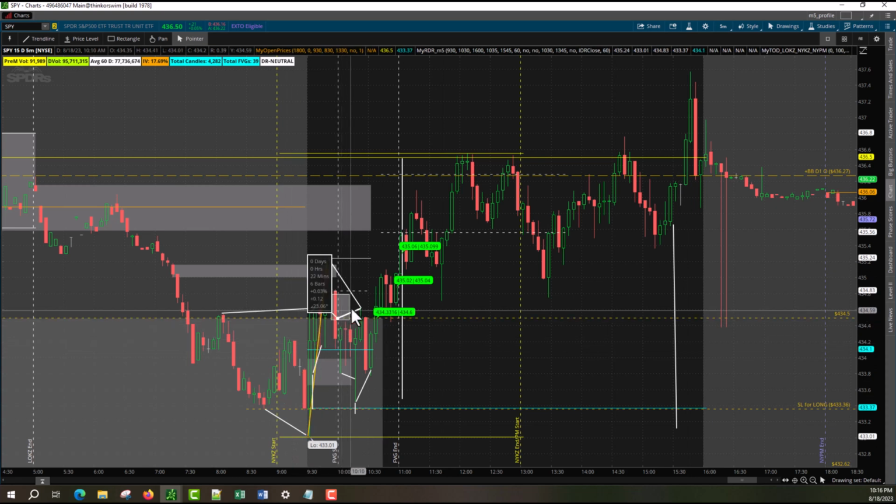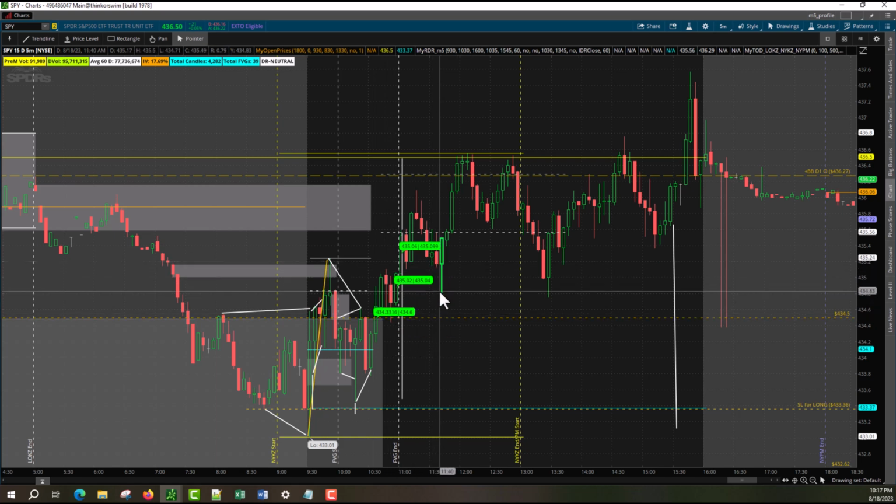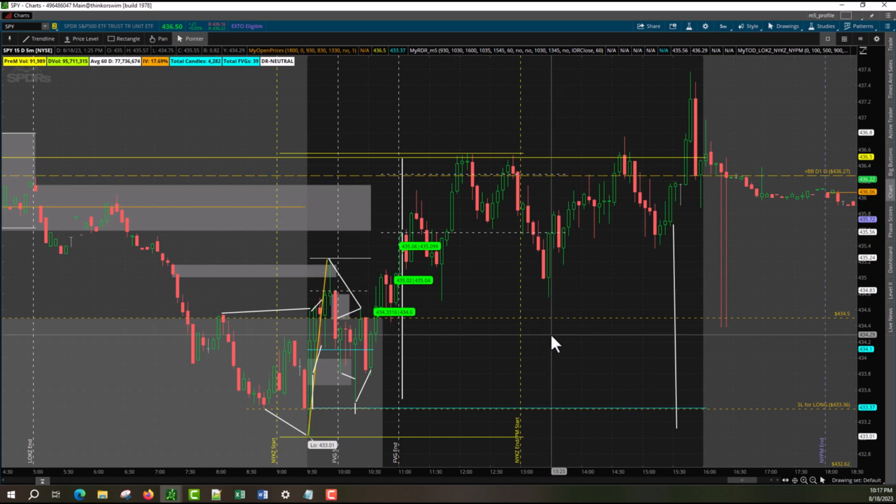You see the DR model right here, and then right here it retests and boom, it goes up and retests one more time, and then it reached one standard deviation right there. So the DR is working today. Works perfect, but it's very hard to enter them, right?